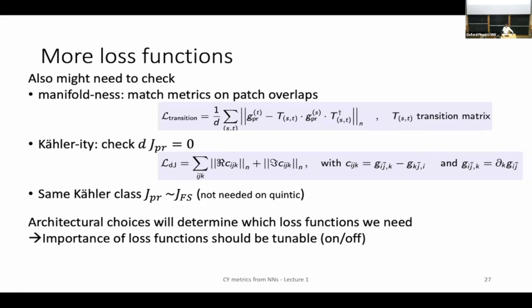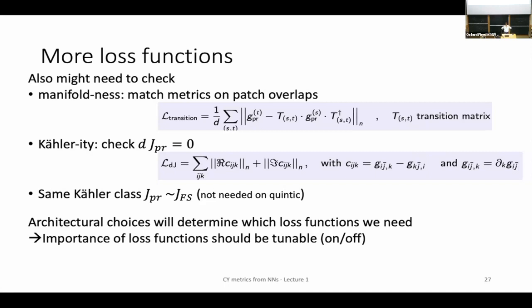But that's never going to be an issue on the quintic because the quintic only has one Kähler modulus, and therefore the only thing that can happen is that we get a rescaling of the manifold, and that's something we can take care of. So for the quintic, we don't really need that kind of loss function.